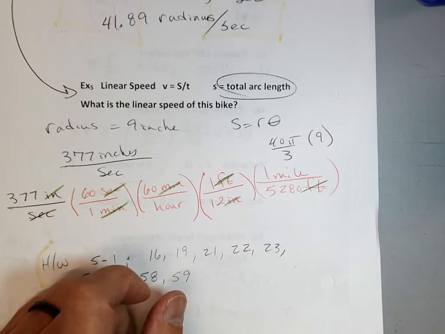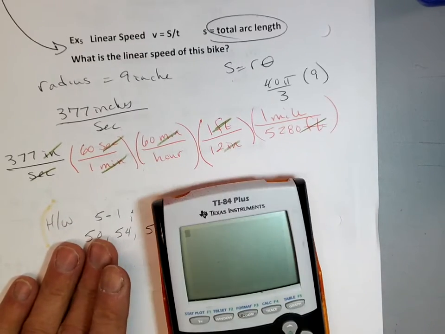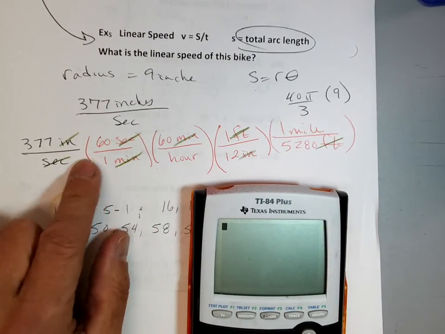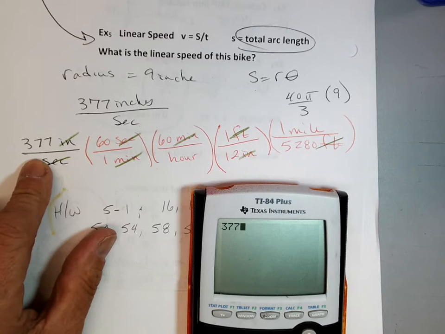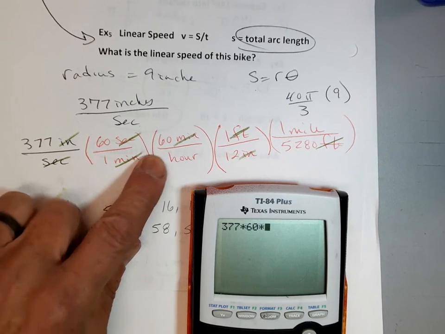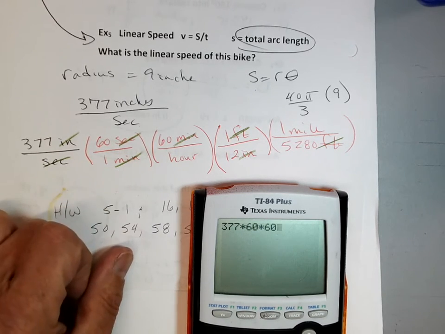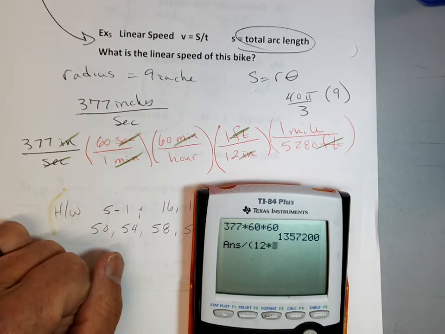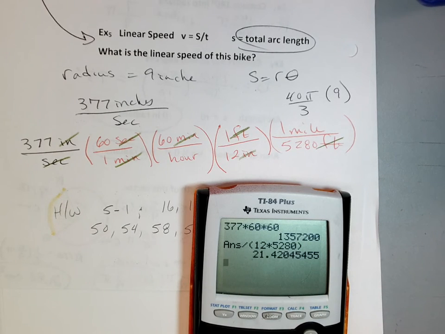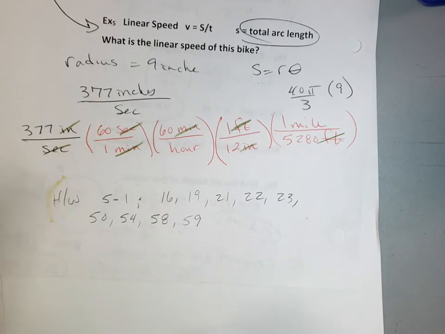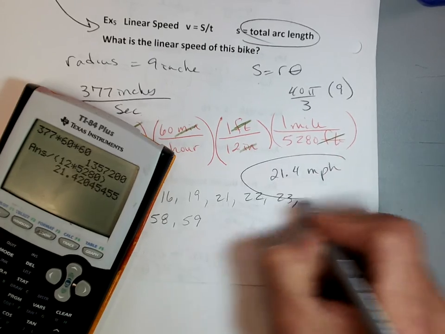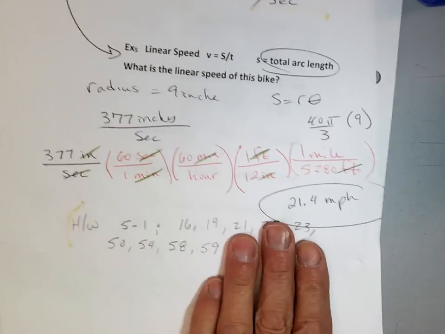So now I'm just going to multiply, right? See how that works? Did you guys do this in science ever? I'm hoping you did. So I'm going to go 377 times 60 times 60, enter, divided by my 12 times my 5,280, and I get an answer of about 21.4 miles per hour. That's not a bad speed on a bicycle, right? Okay, I'm going to stop recording, and please ask, okay?